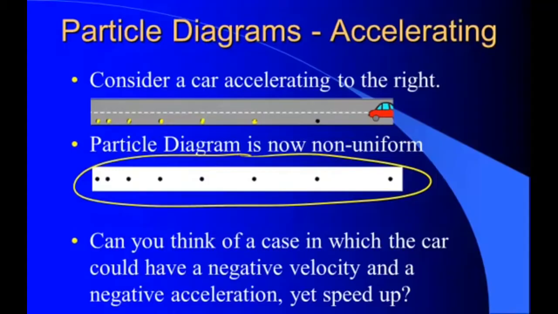Or, however, it could be that your car was moving to the left and it was slowing down. Your velocity was to the left and your acceleration was pointing to the right. If your velocity and acceleration are in different directions, then your speed decreases. Can you think of a case in which the car could have a negative velocity, a negative acceleration, and be speeding up? Well, if you have a car and it's moving to the left, it has a negative velocity, and if it's also accelerating to the left, the acceleration and the velocity vectors are in the same direction. It would actually speed up.